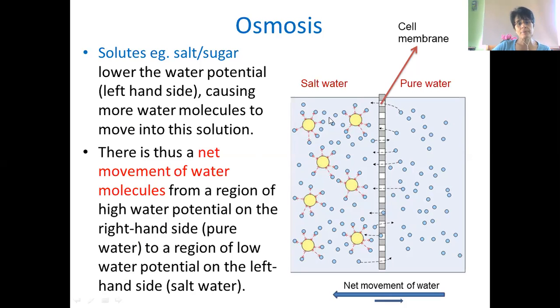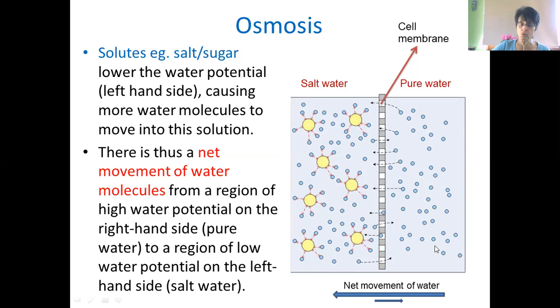So what's going to happen on this side? If more water molecules move to the salt water solution, the volume of this side is going to increase. If more water molecules move out of the side with pure water, this volume is going to decrease.